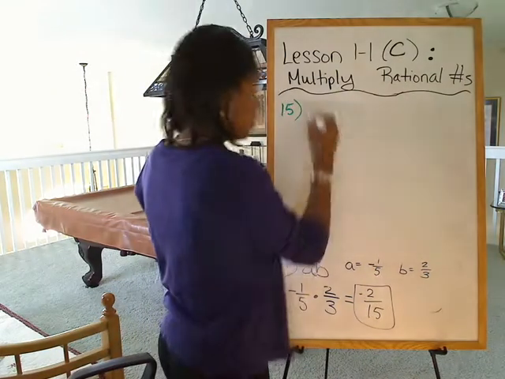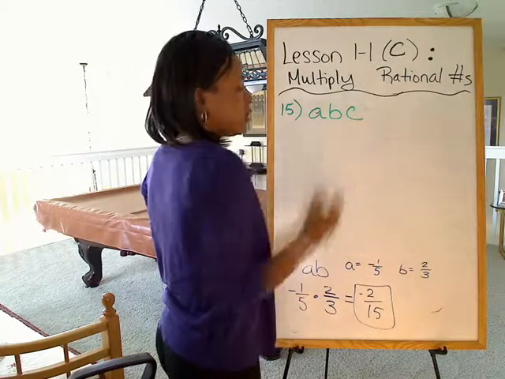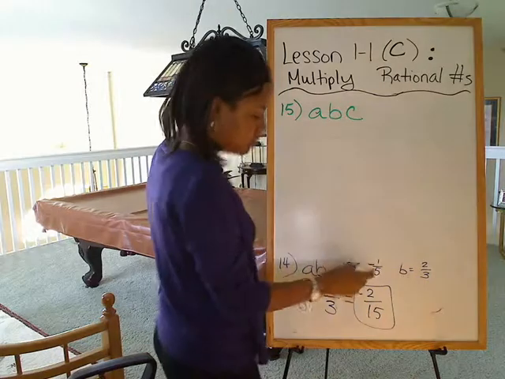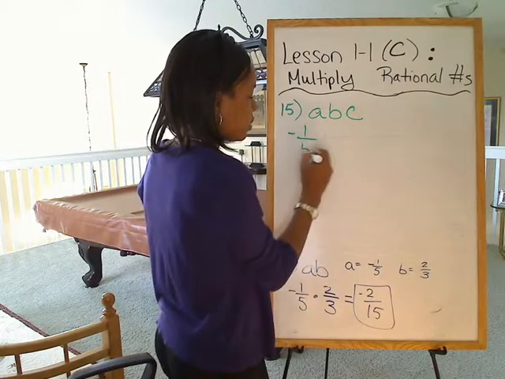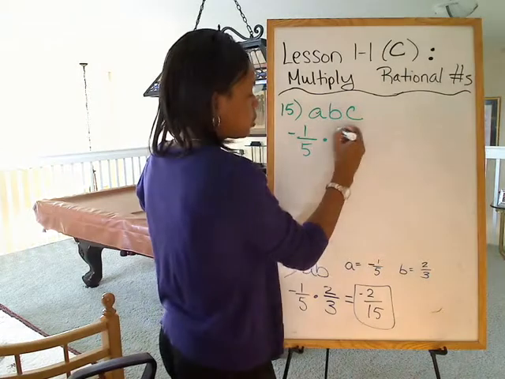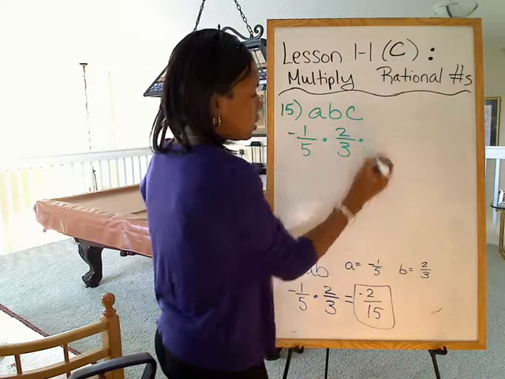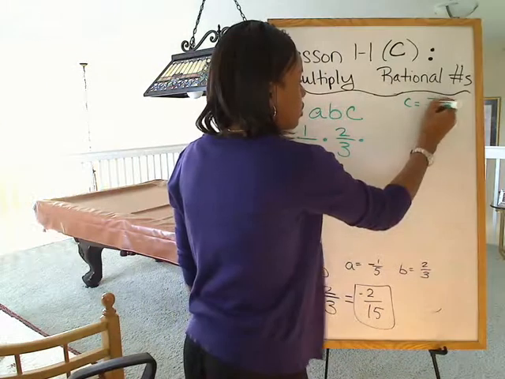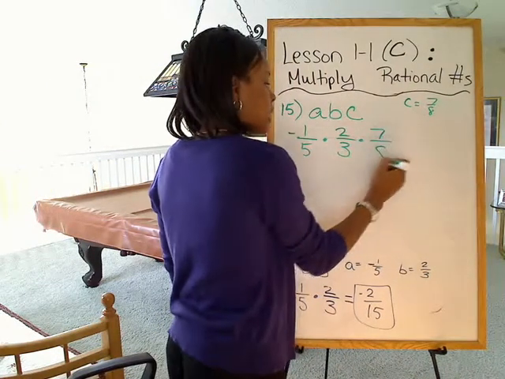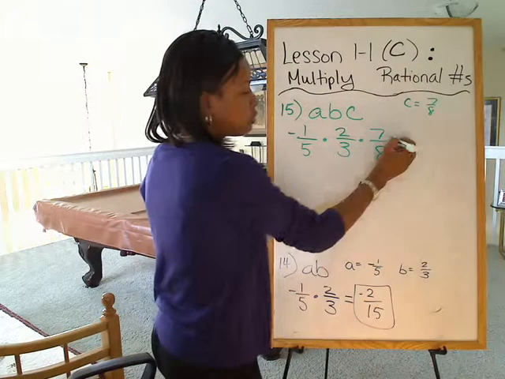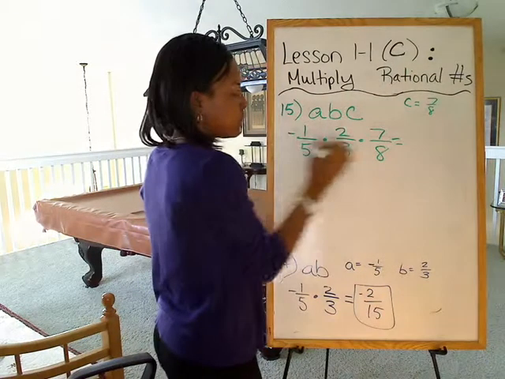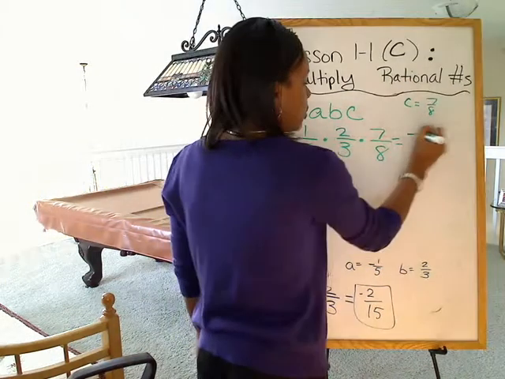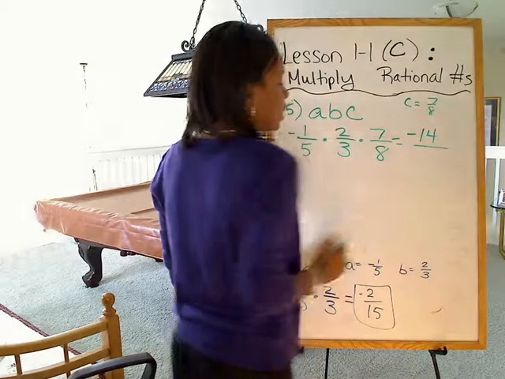And I'm going to do number 15 as well. Number 15, they gave you 3 variables, A, B, and C. So they want you to multiply A times B times C. A we already know was negative 1/5. B we know is 2/3. C, they tell us C is 7 over 8. So we're multiplying A, B, and C. The rules don't change. You multiply all the numerators. Negative 1 times 2 times 7. When you put that in your calculator, you should get negative 14.